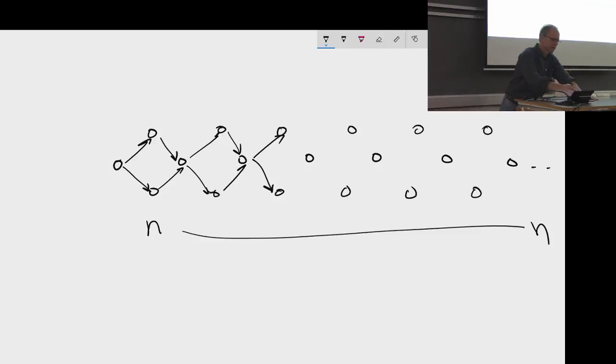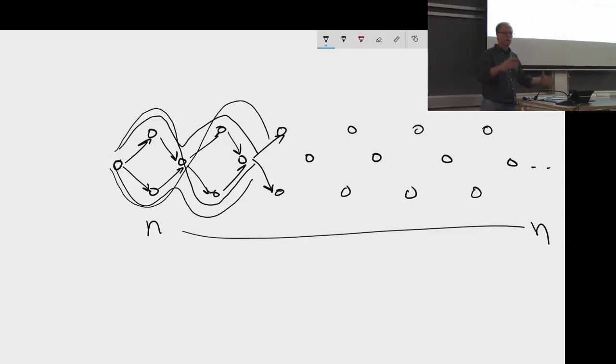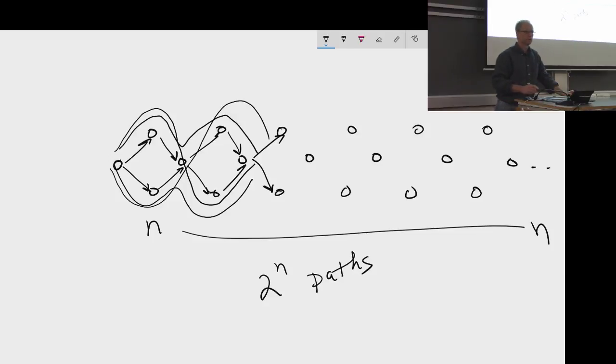Because let's look at the ways to get to here. You could go like this, or you could go like this, that's 2. You could go like this, that's 3. You could go like this, that's 4. Then how many to go 3 hops? 2 times 2 times 2, 8. So that means if we have n of these diamonds, there are 2 to the n paths through the graph.